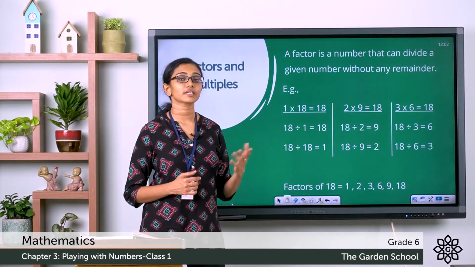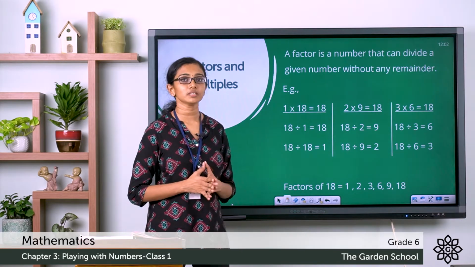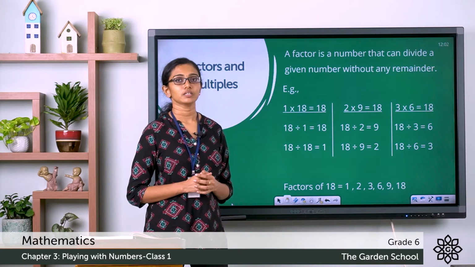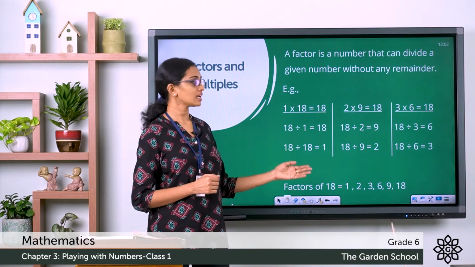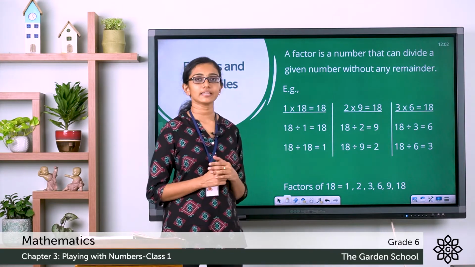So you see, you get multiples by multiplication. And factors are the numbers that can divide a given number completely without any remainder. So can you say which are the factors of 18 here? Factors of 18 are 1, 2, 3, 6, 9 and 18.